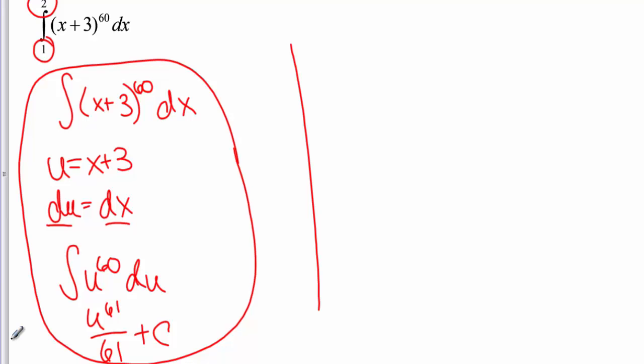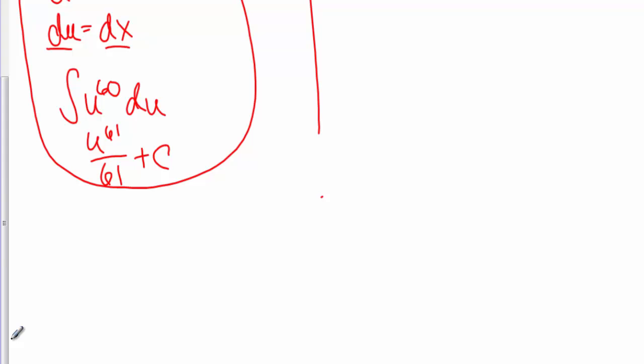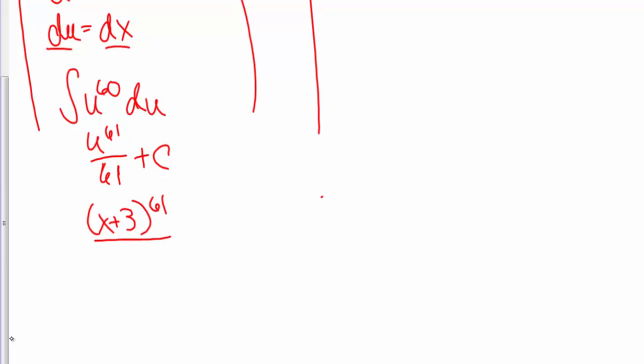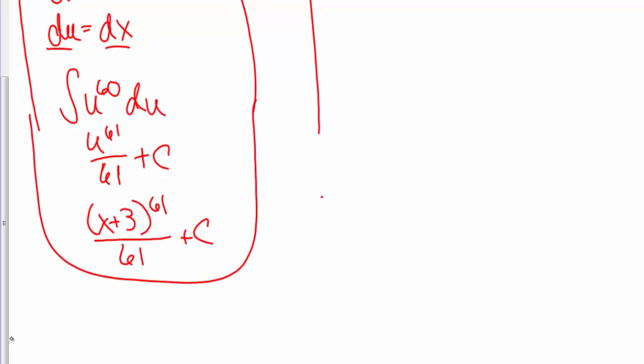And now that I know that, oops, I have one more step, right? What else do I have to do? I have to go back to x's, oh yeah. Okay, so one more step. What was it, (x plus 3) to the 61st over 61 plus C. All right, so now I've found the general antiderivative.